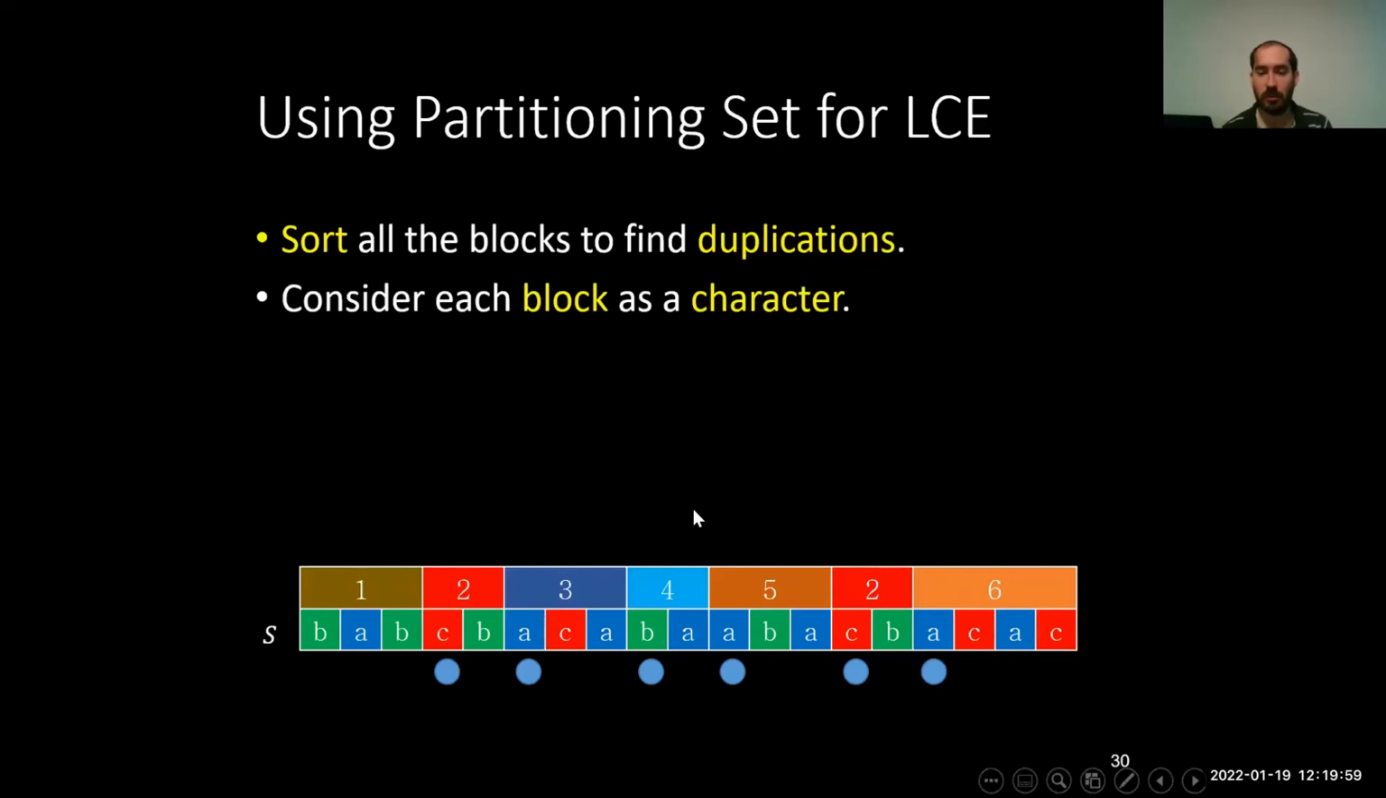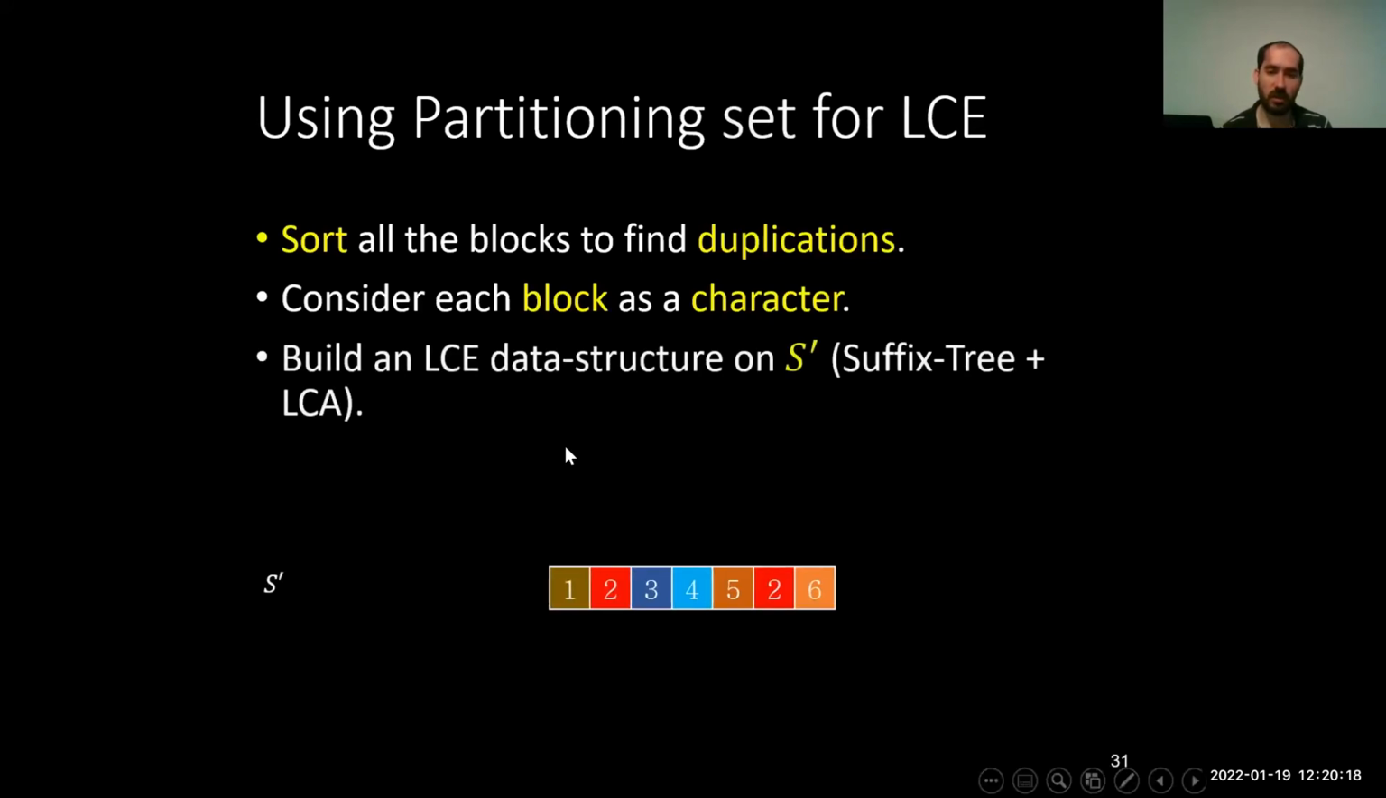And now, if we have, as I said, a long string that appears more than once, then it will be partitioned into blocks in a very similar way, in almost the same way, except for the margins of this long substring. And therefore, if we now consider each block as a character, since the number of blocks is the number of positions of the partitioning set, which is order n over tau, we can build on this short string an LCA data structure, just a standard one, as I said earlier, by suffix tree and LCA. As I said, it's optimal if we have the space, and for S prime we have such a space.